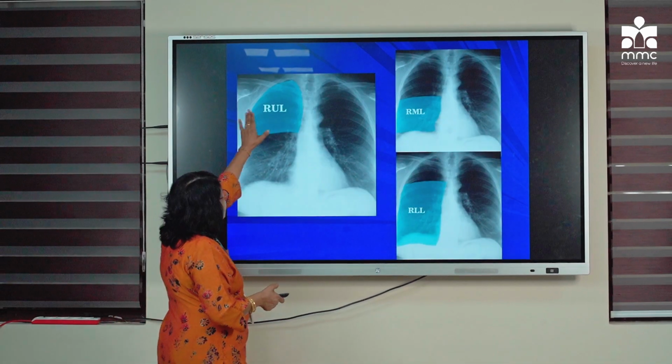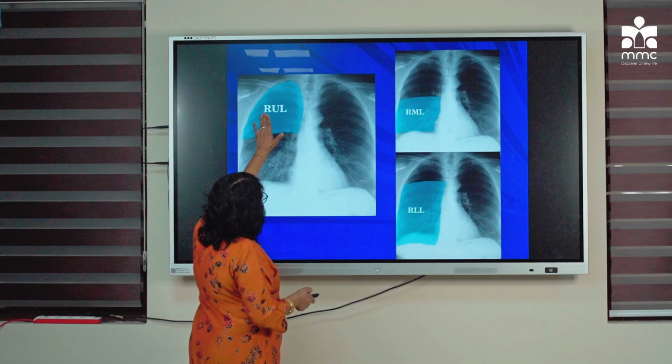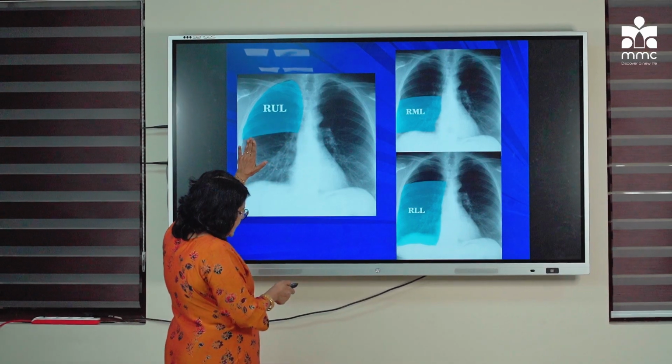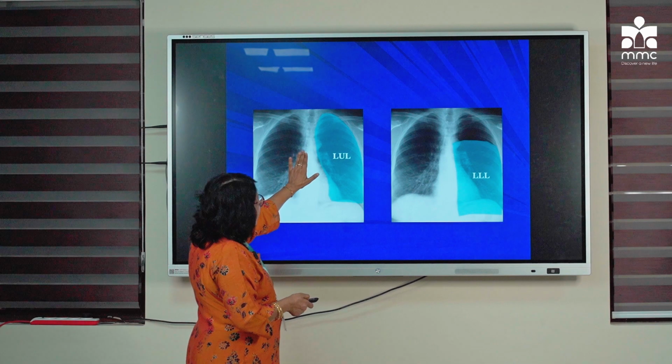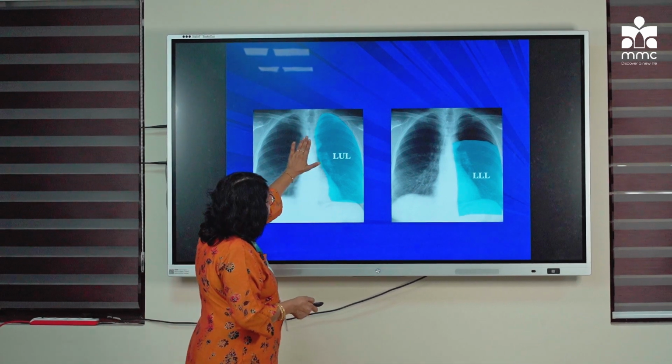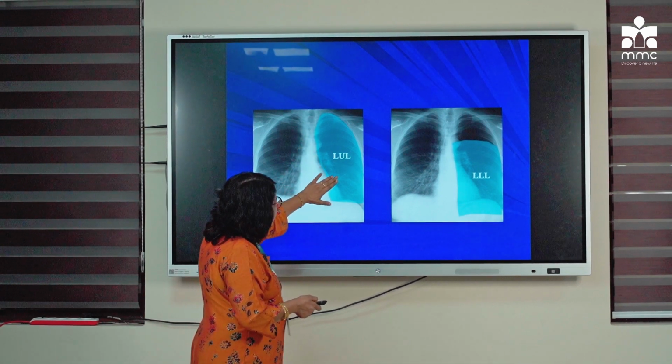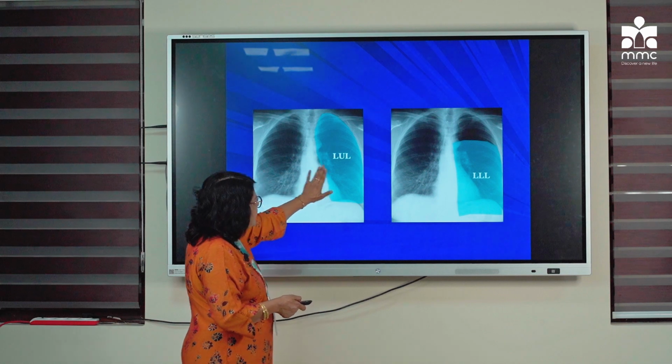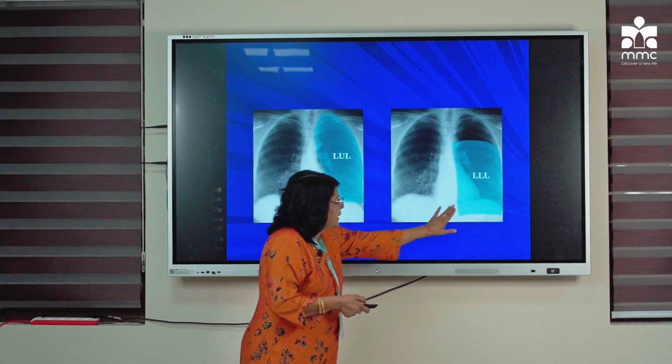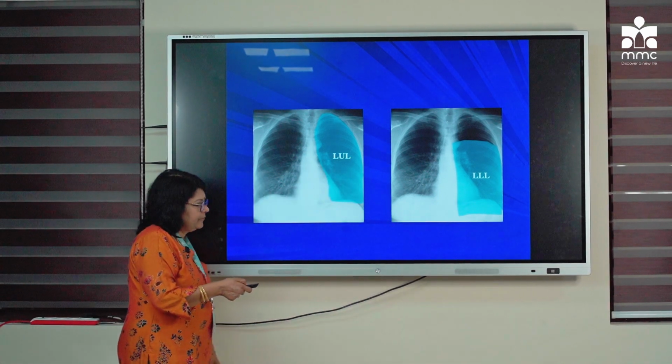So any pathology hiding the ascending aorta is in the right upper lobe, that is the right upper margin. Any pathology obliterating the aortic knob and the lingula and the upper border of the ventricle is in the left upper lobe. Obliterating the diaphragm is the left lower lobe.